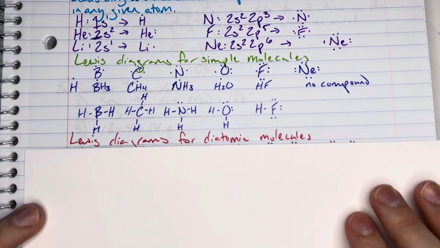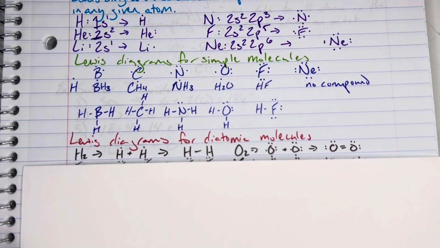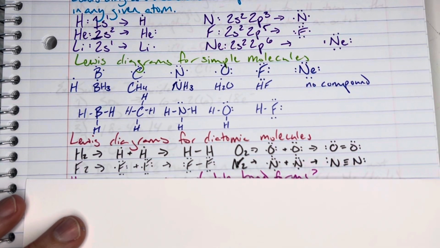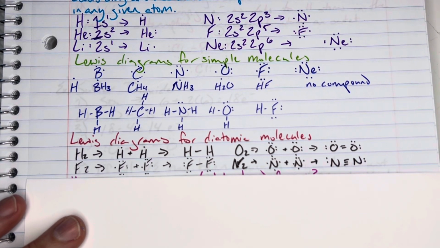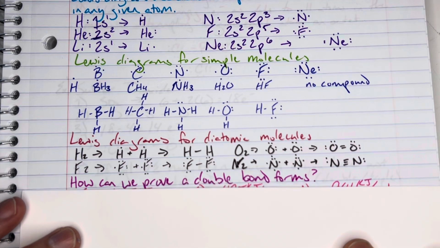Lewis diagrams for diatomic molecules. You are just going to go ahead and connect those lonely electrons, however many you need. Diatomic molecules, di means 2, so you should only have 2 atoms in your diatomics, and so however many bonds you need to get rid of all the lonely electrons is how many lines you would draw.